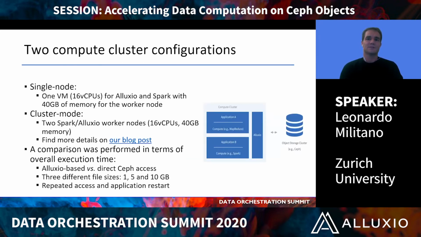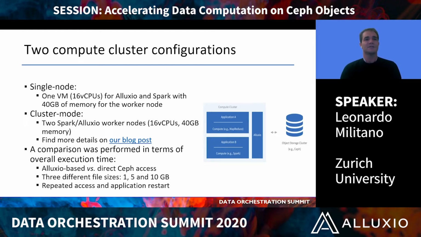So we set up 2 different configurations for the Alluxio cluster. The first one is a very simple one with a single node, 1 VM that has 16 virtual CPUs for Alluxio and Spark, and 40 gigabytes of memory for the worker node. Later on, we extended it with 2 additional nodes with the same configuration. I will not dig too much into the details of this. You can find more details on our blog post of our university.